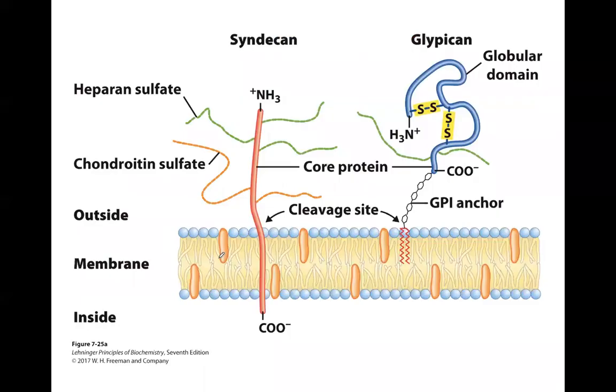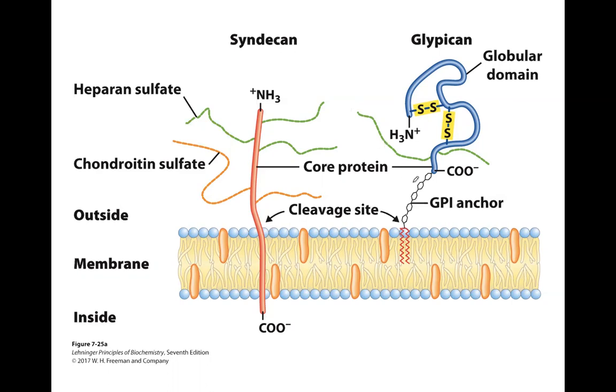These proteoglycans will have the following structures, two types. For syndecans, you have a protein that crosses the cell membrane once, and then there is a glycosaminoglycan attached to the protein. We talked about heparan sulfate and chondroitin sulfate, right? So this is a glycosaminoglycan attached to the core protein, which is syndecan.